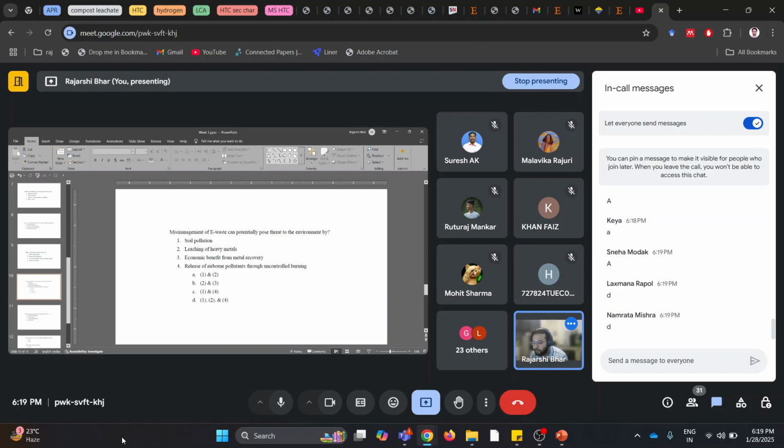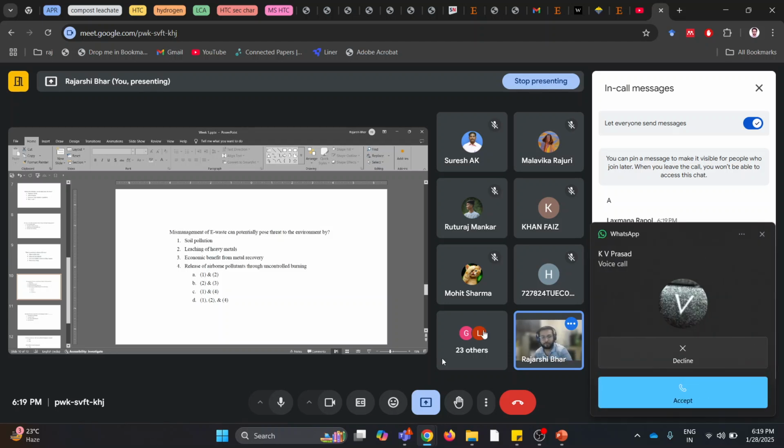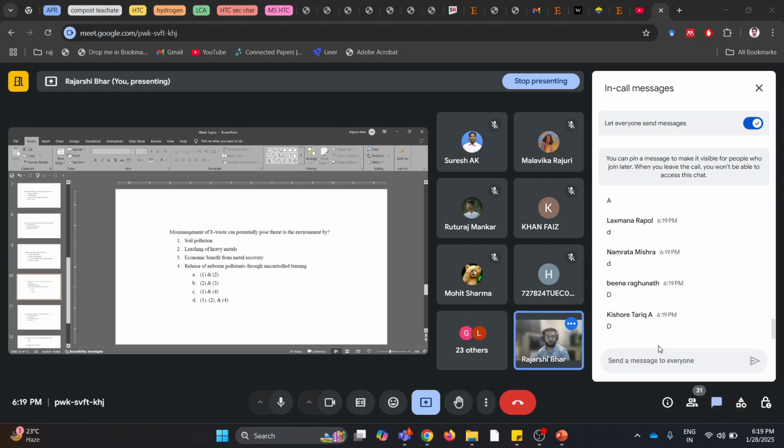Okay, option D. Let's see what is option D: 1, 2, and 4. Mismanagement of e-waste can lead to soil pollution. Absolutely true. Leaching of heavy metals, that is also true. And option 4 is release of airborne pollutants. That is true. Yes, so all of these are the correct answers. Okay, so that is done.